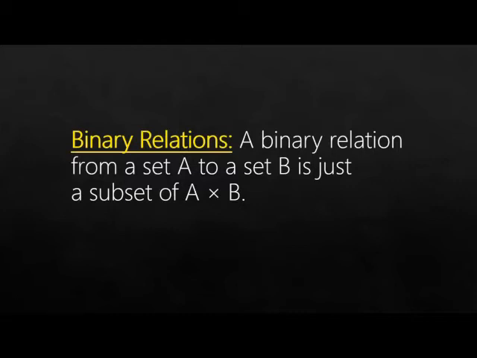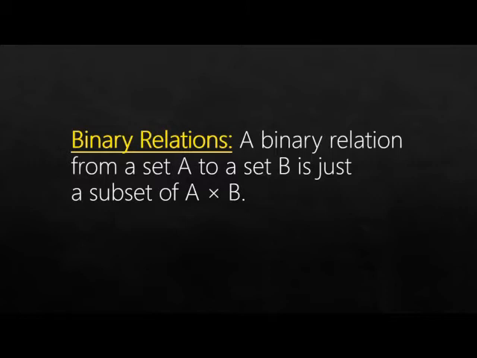Now coming towards the binary relation. A binary relation from a set A to a set B is just a subset of A cross B. What does it mean? It means that whenever we are provided with sets, we can find the Cartesian product. First, you need to know how many elements are going to be there in this Cartesian product. Then you have to find the Cartesian product itself. And then if the question says to find the binary relation, you can find it by taking all the subsets of the Cartesian product.